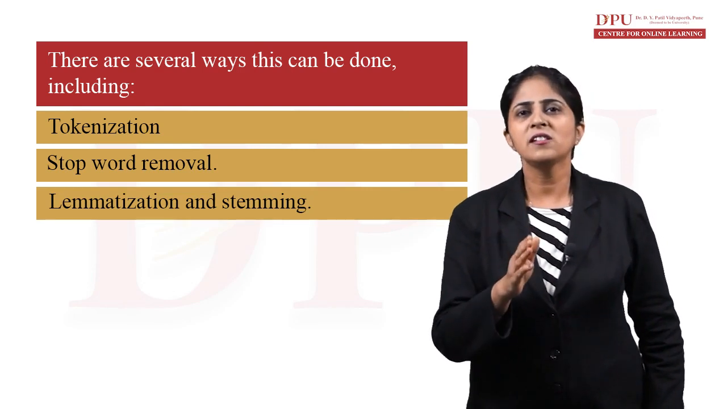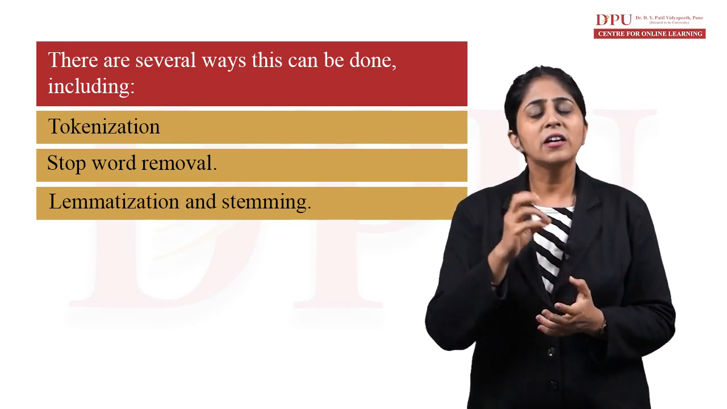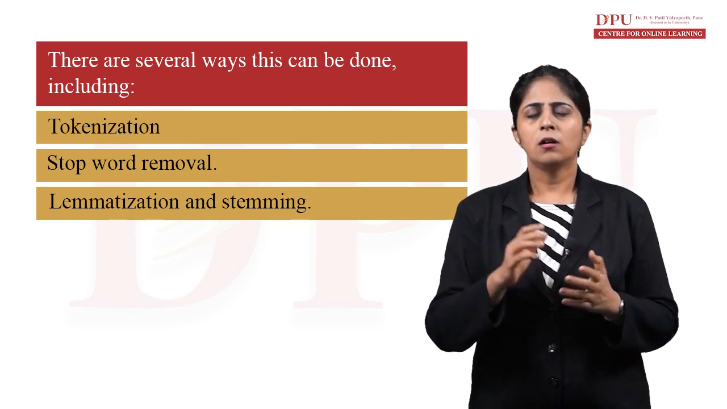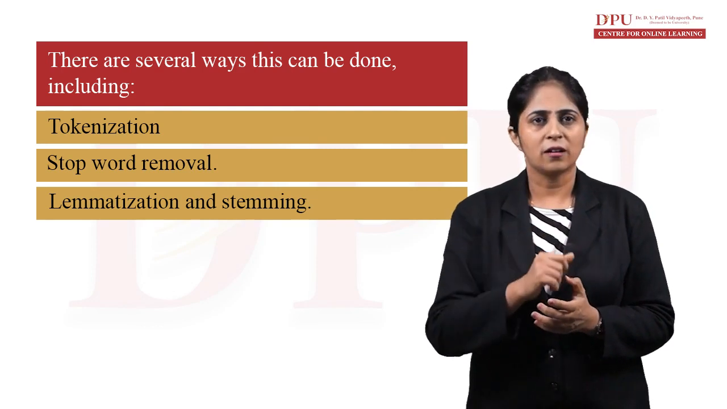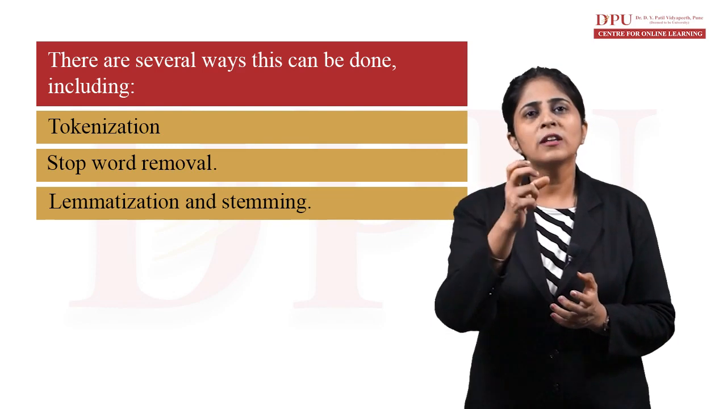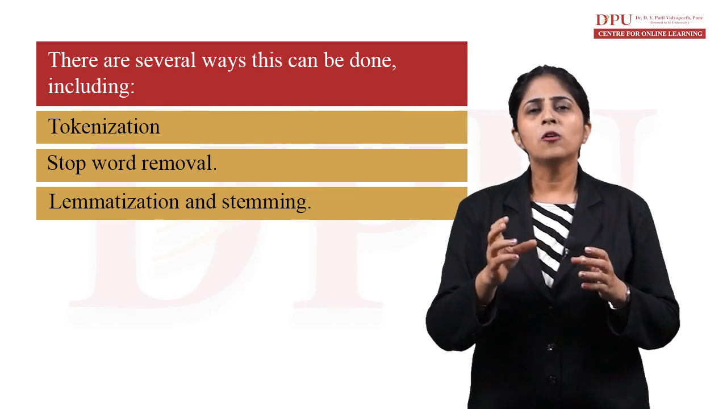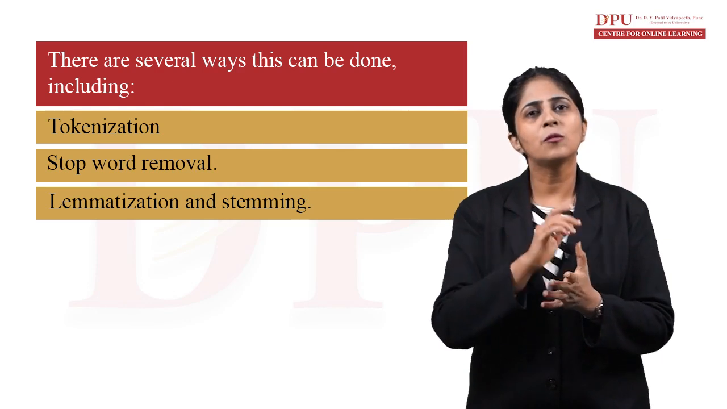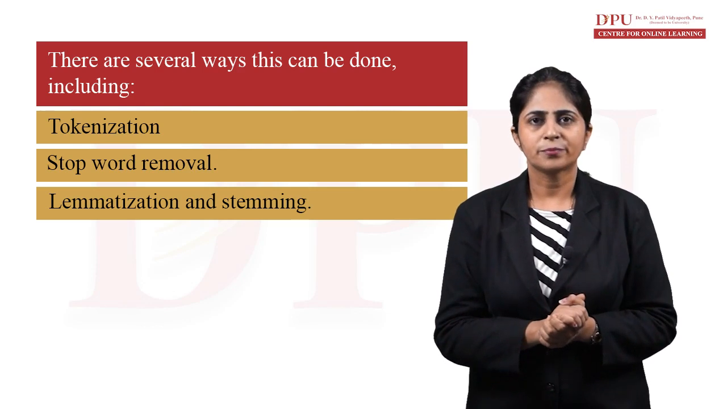Then we have lemmatization and stemming. Whatever words are there, they are reduced to their root form. That means if we have, suppose, written "broken", what is the root word for broken? It is break. So what does lemmatization or stemming do? It will find out the root word. If we type something, it will find out what the main word is. It will not consider "broken", it will consider the word "break". This is called lemmatization and stemming.